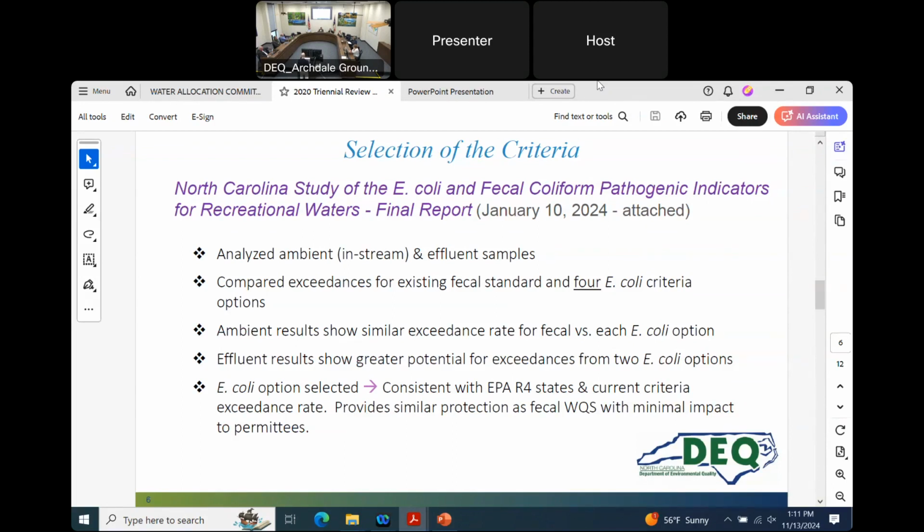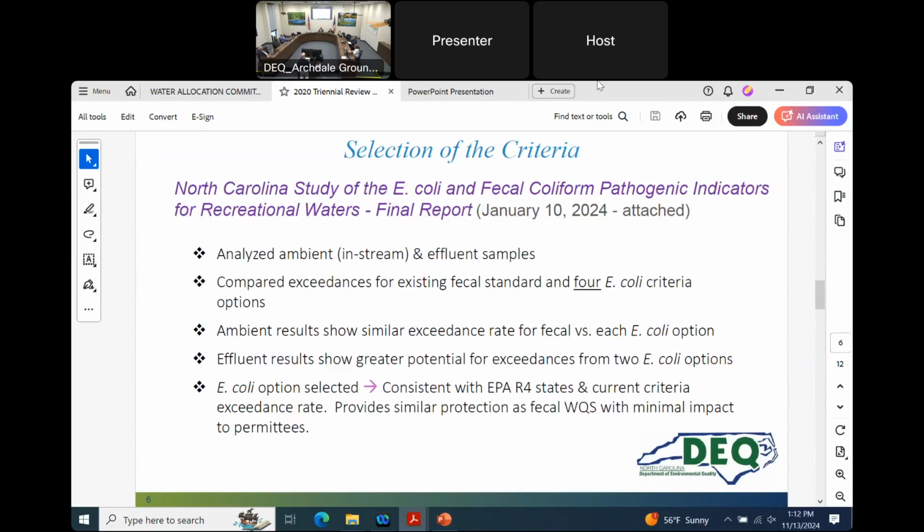The study that was done analyzed ambient or in-stream samples, as well as some effluent samples to determine levels of fecal coliforms and E. coli to draw some comparisons. The report compared the exceedance rates for comparing the existing fecal standard to 4 different potential E.